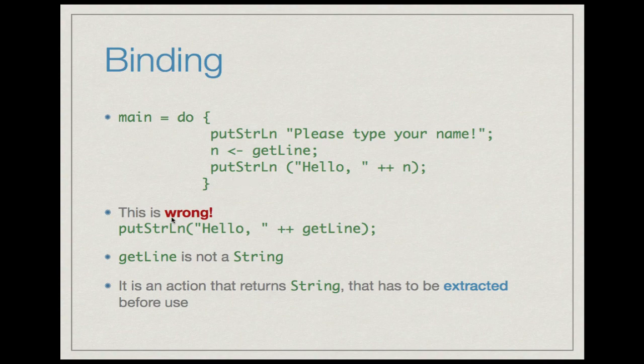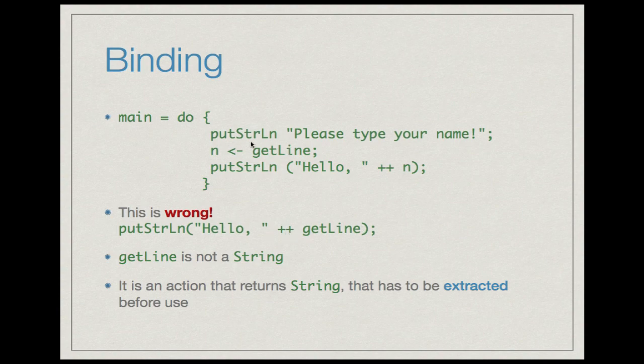Please note that this is wrong. Put string line of hello plus plus get line. This is because plus plus is a so-called pure Haskell function or operator, and its arguments are list A and list A, and the output is list A. The arguments are not of type IO A. Therefore, you cannot use getLine in the context of a plus plus.